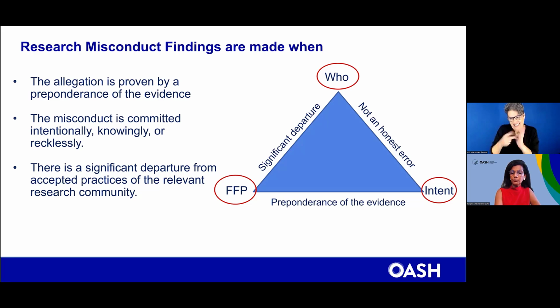And to prove intent, it should be an individual who intended to do so. We have to prove who did it. So honest error or differences in opinion are not misconduct, actually. And we also have to prove the act was a significant departure from accepted research practices in the relevant research community.